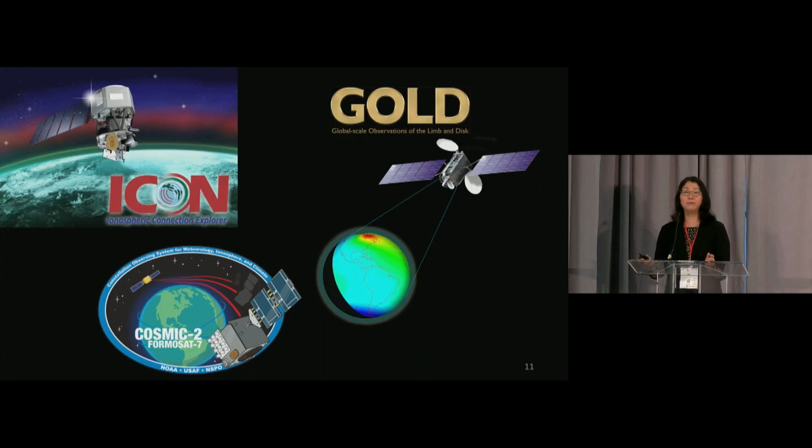Not to mention the recently launched satellites, including ICON, GOLD, and COSMIC-2. There have been a lot of talks in this CEDAR workshop already about how to use those data to study the asymmetry.